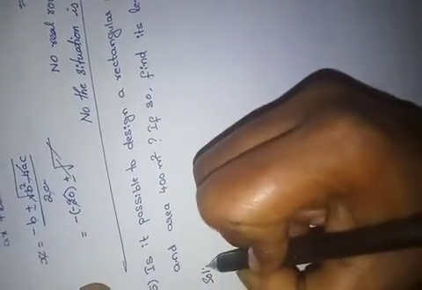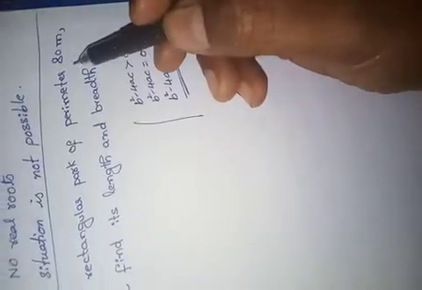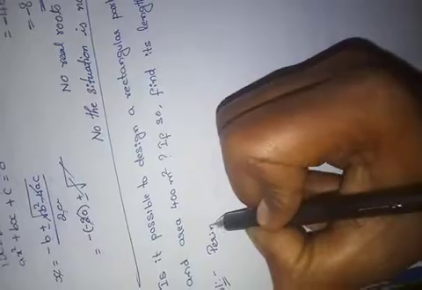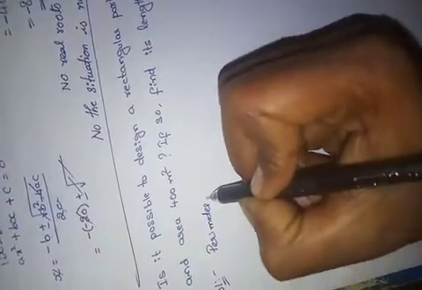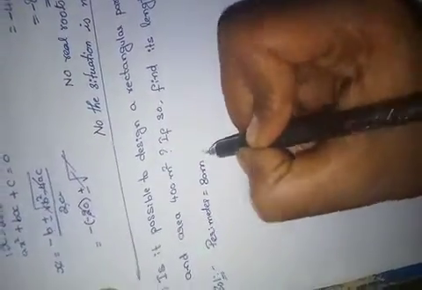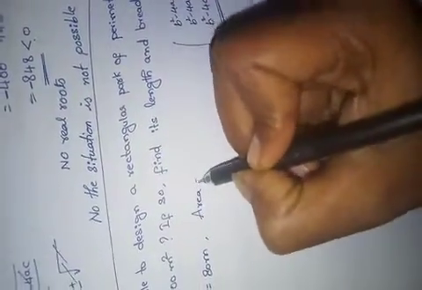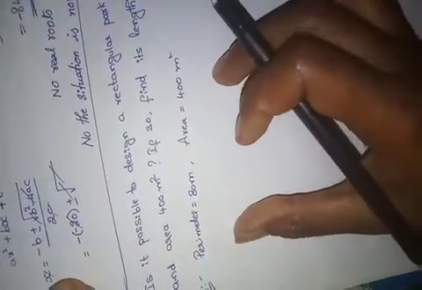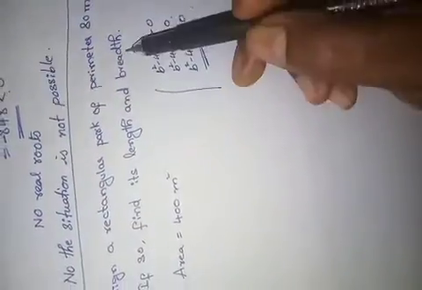Shall we go to the next problem then? See the question. Is it possible to design a rectangular park of perimeter 80 meters and area 400 meters square? If so, find its length and breadth. First we have to find whether it is possible or not. After finding it, we have to find the length and breadth.